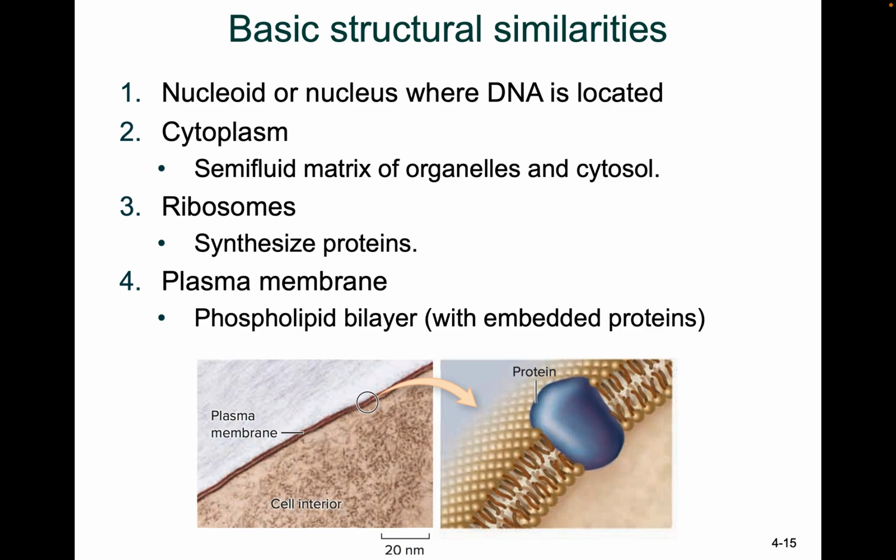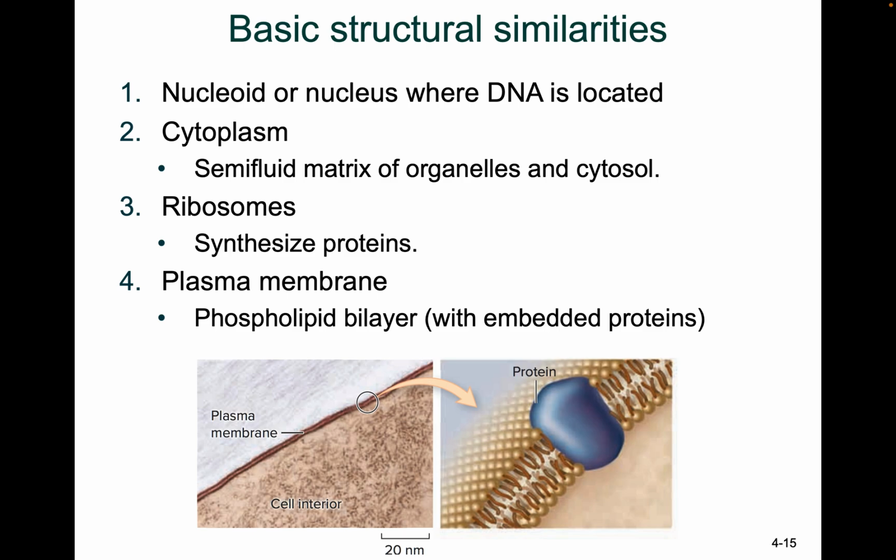Okay, so now I spoke about microscopes, and these microscopes allowed us to study many different types of cells from many different organisms. One thing that we started to see with every single cell that we observed is that they share four main characteristics. First one, they all have a region where DNA is present, be it a nucleoid or a nucleus.